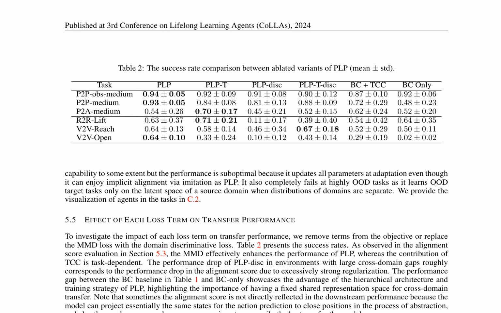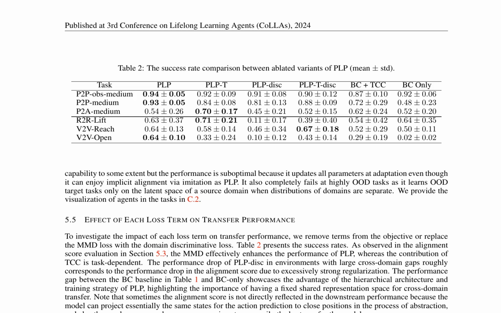The authors present an ablation study to analyze the effectiveness of each loss term in the proposed policy learning and planning (PLP) framework for cross-domain policy transfer. Table 2 compares the success rates of various ablated variants of PLP with baseline methods, demonstrating the impact of each loss term on transfer performance.